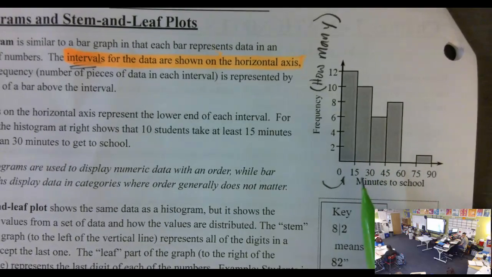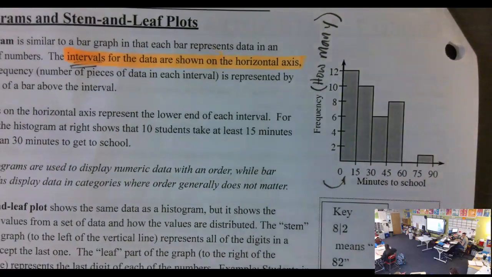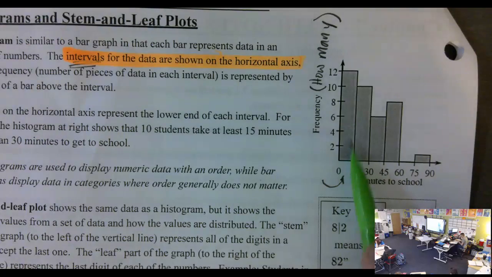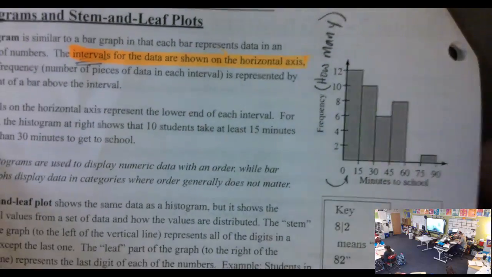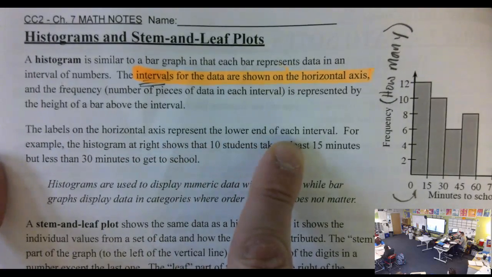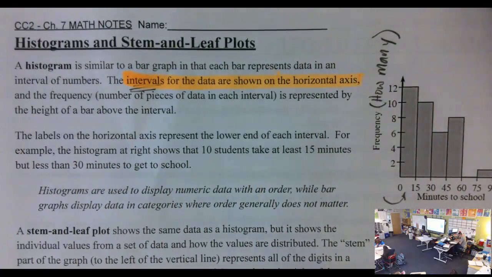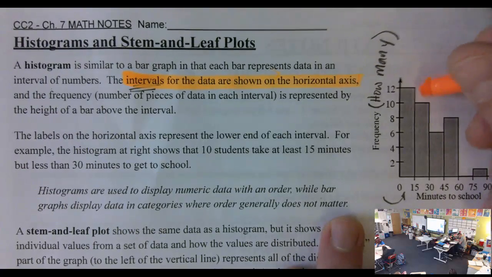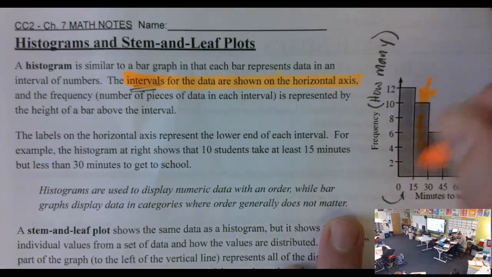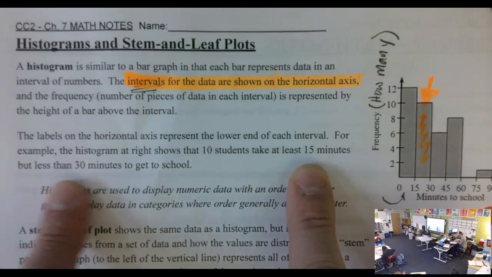So you would fall into one of these ranges. You can probably think right now, how long does it take you to get to school? And you could put yourself into one of these bins. Sometimes these are called bins. I don't know why we call them bins, but bins are where you put things to organize them. So sometimes we call these bins. The labels on the horizontal axis represent the lower end of each interval. For example, the histogram at the right shows that 10 students, if we look at this range right here, in this bin, 10 students take at least 15 minutes, but less than 30.